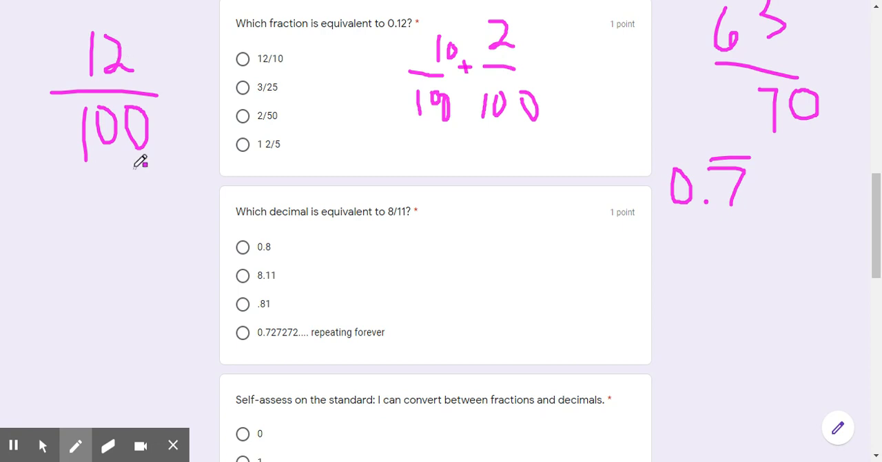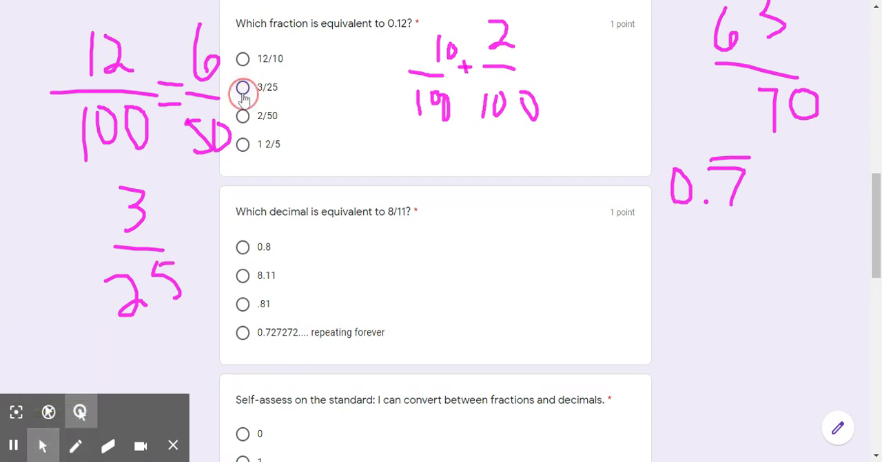Now I need to reduce this or simplify it because this is not the simplest form. I know that 12 divided by 2 is 6, and 100 divided by 2 is 50. Still not the simplest form. I can divide by 2 again. 6 divided by 2 is 3. 50 divided by 2 is 25. So 3/25 is the correct answer.